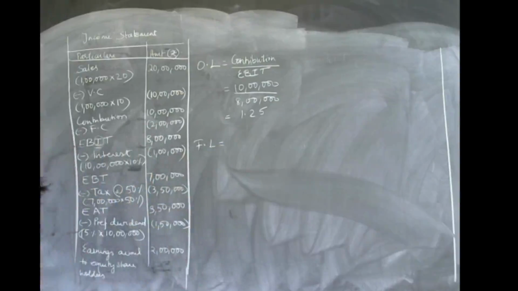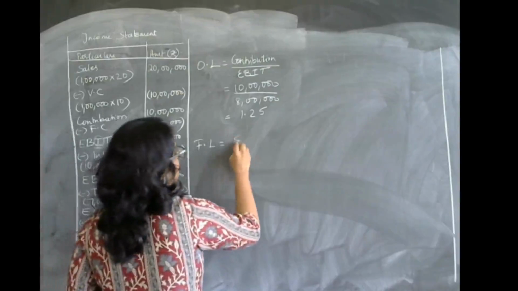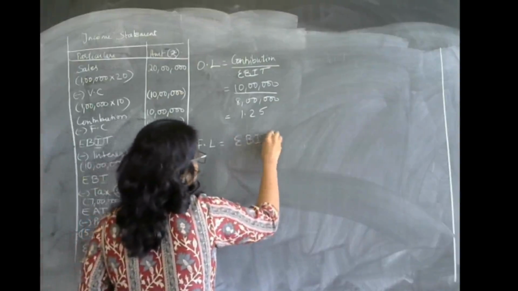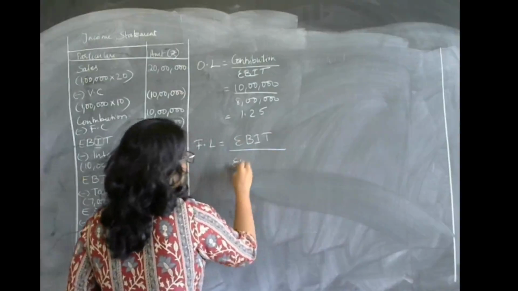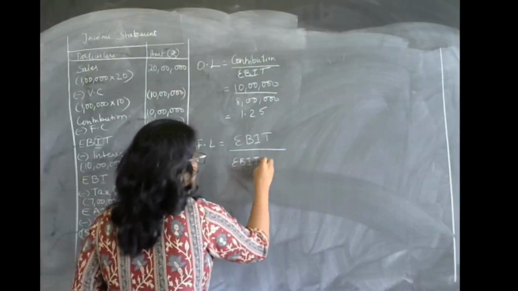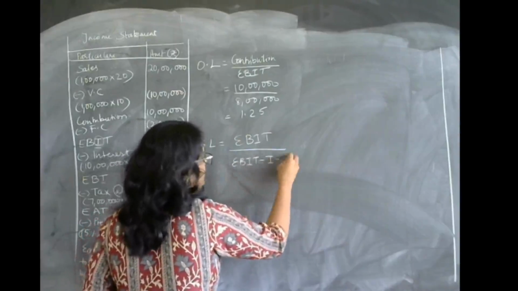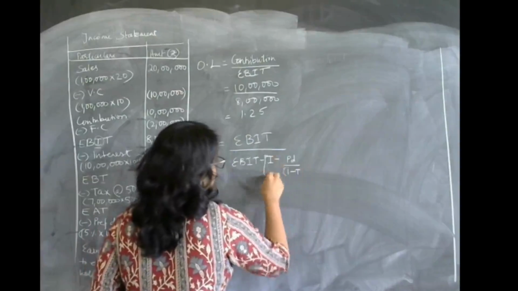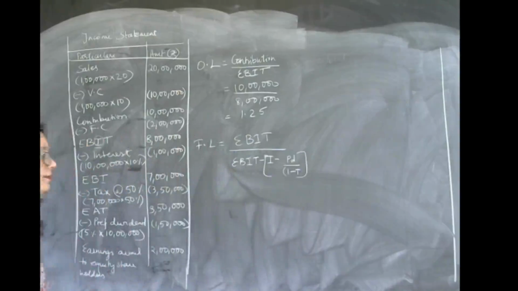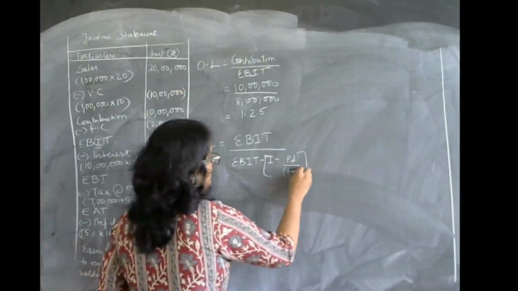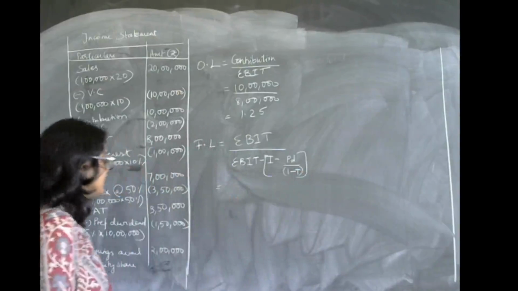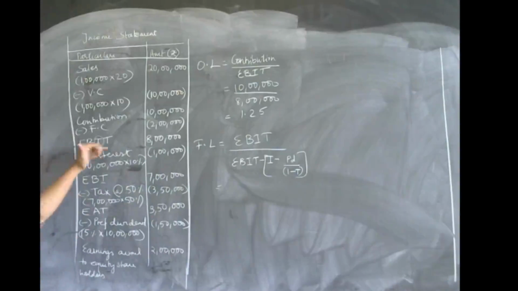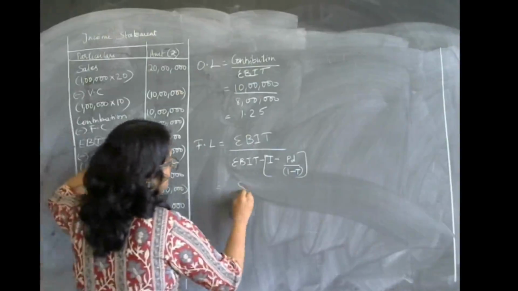Financial leverage formula was what? It was EBIT divided by EBIT minus interest minus preference dividend divided by 1 minus tax. It was this, isn't it? So now let us compute. What is EBIT? EBIT is given as 8 lakhs.